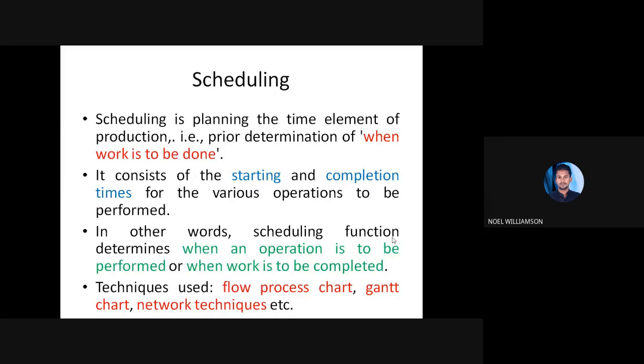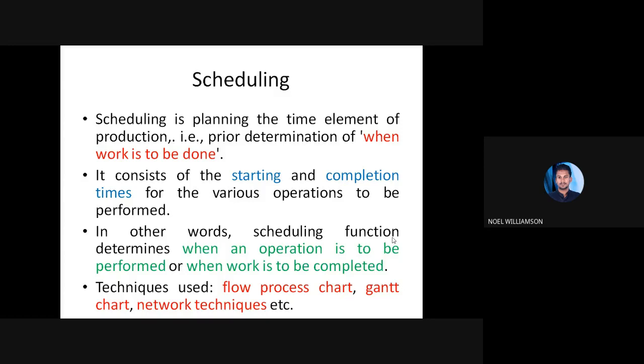Now the next one, that is scheduling. So what is scheduling? Scheduling, by the name itself we'll get an idea. Schedule is something related to time, right? So this is a type of planning. And what is it planning? That is the prior determination of when the work is to be done. That is to be planned through scheduling.